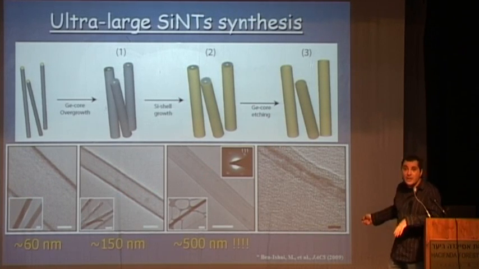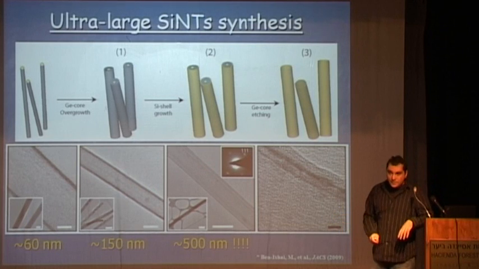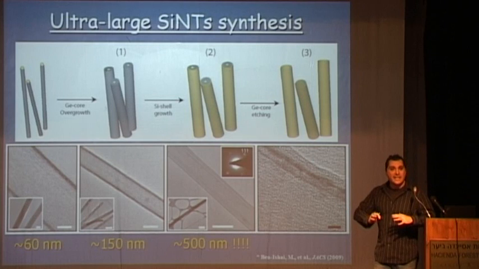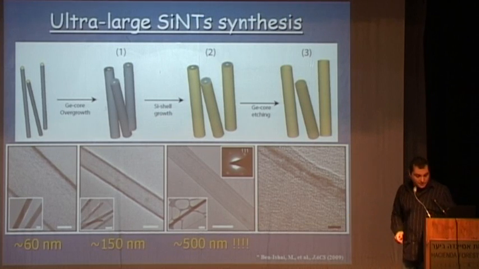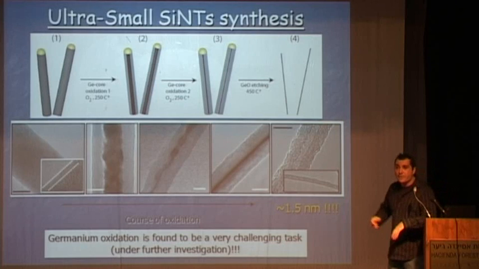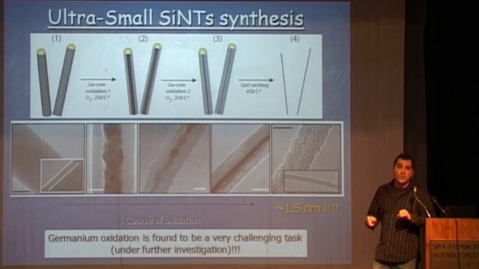I think this is the first example that shows how we can control all the dimensions of a nanotube by a single universal technique, because we use the same technique, and everything is done in situ. And then we found a way to create ultra-small diameter nanotubes.